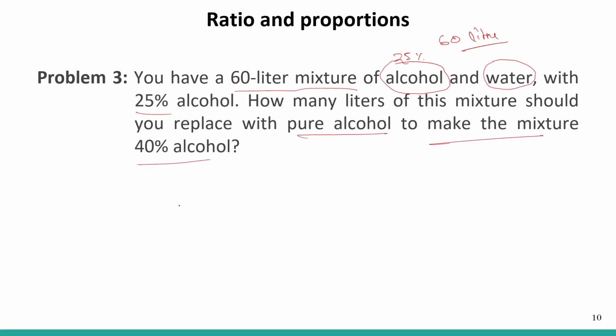This is a similar kind of problem, right? You have a mixture with some concentration of some element, and what you need to do is increase its concentration. In order to increase its concentration, you need to add more of the pure form of that element to the mixture. In this case, that element is alcohol, so to increase its concentration we will add more pure alcohol to the mixture. So let's proceed with the solution.